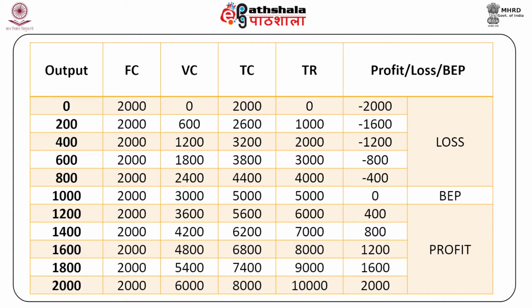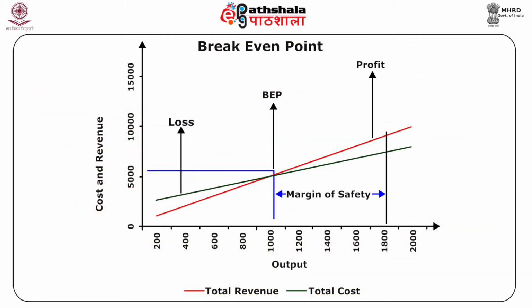Now, Table 1 represents the output, the fixed cost, variable cost, total revenue and profit or loss, or the break-even point for the same. The above Figure 1 represents three situations. First, if the firm is producing less than 1,000 units, it will incur loss because its total cost of production is higher than its total revenue.